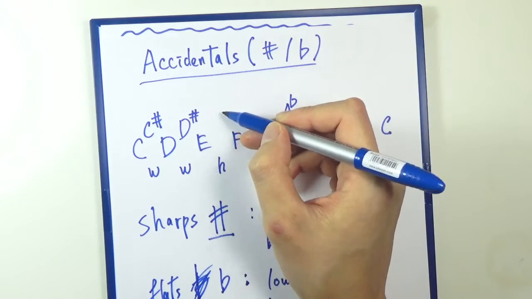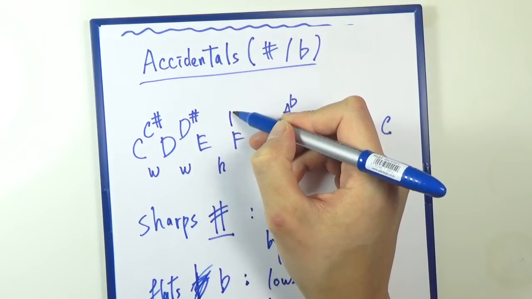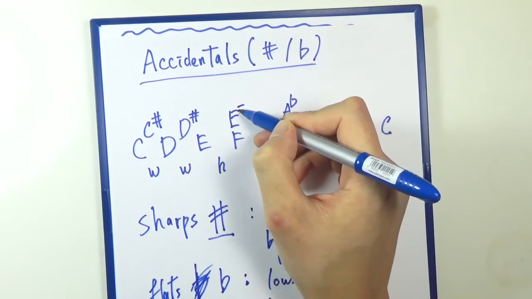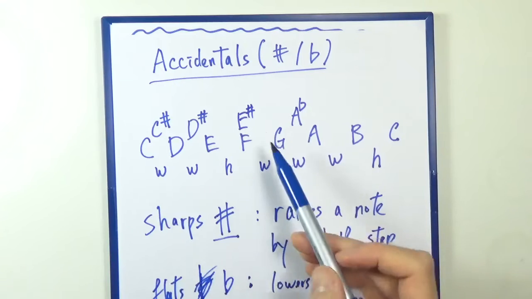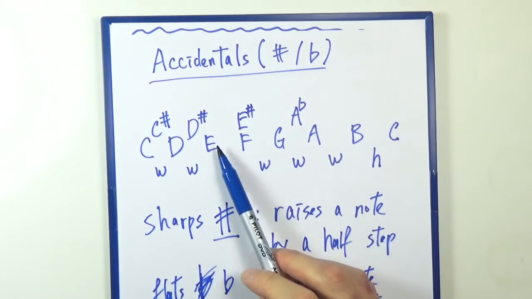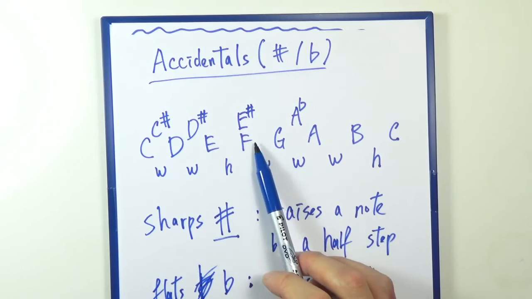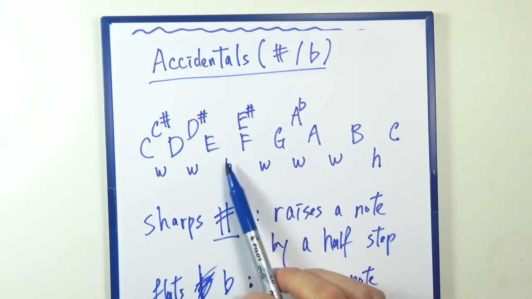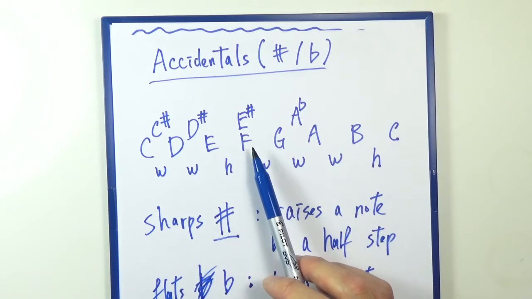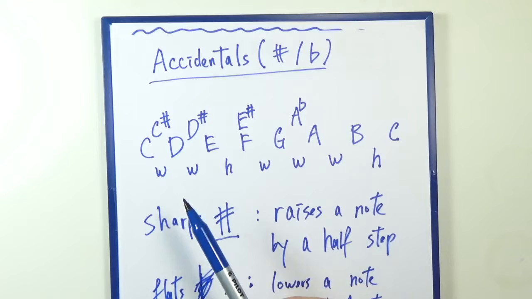For example, if you apply the sharp sign to E, it would have the same pitch as the F note, because the sharp sign raises the E note by a half step, and that would cause it to have the same pitch as F. So E sharp and F, they're pretty much the same note if you play that on an instrument.